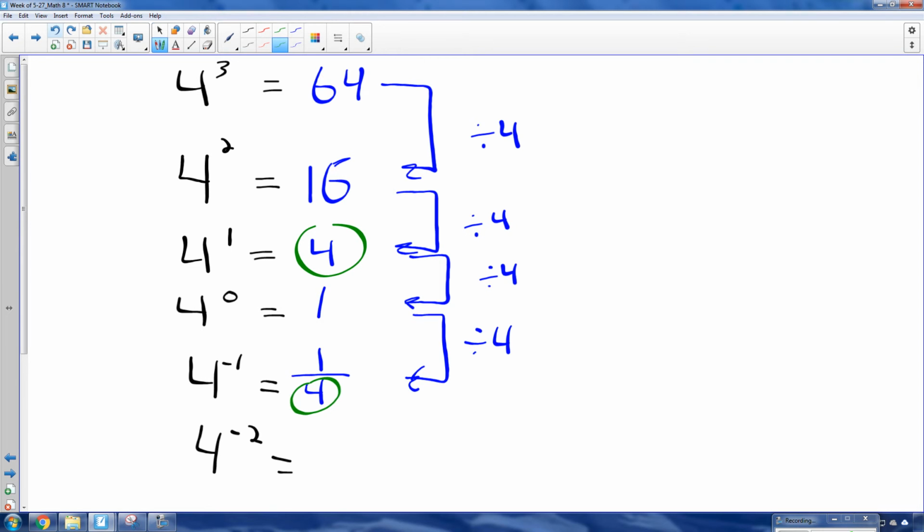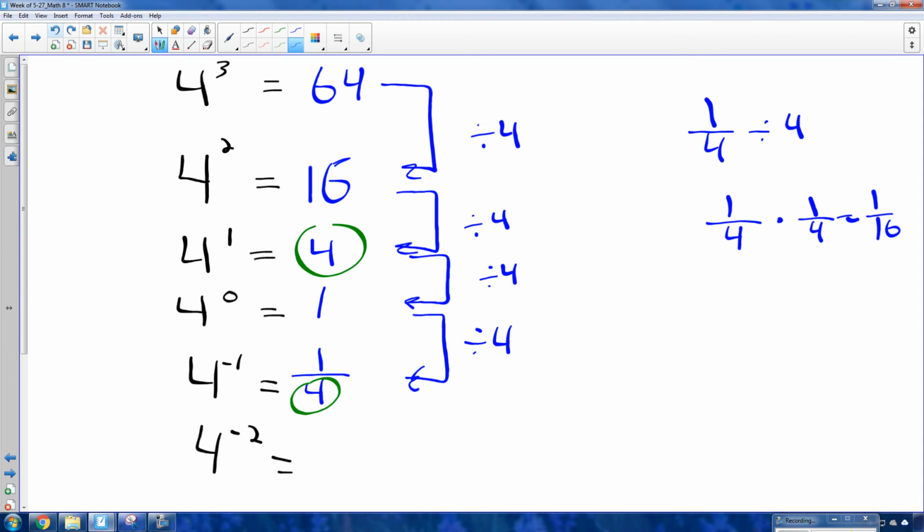Exactly. So 1/4 divided by 4 is 1/4 multiplied by the reciprocal. That's 1/16, right? So this is going to be 1/16. If we divide 1/4 by 4, then we have 16 pieces of pizza. Here's the deal though, this 16 right here is actually this 16.